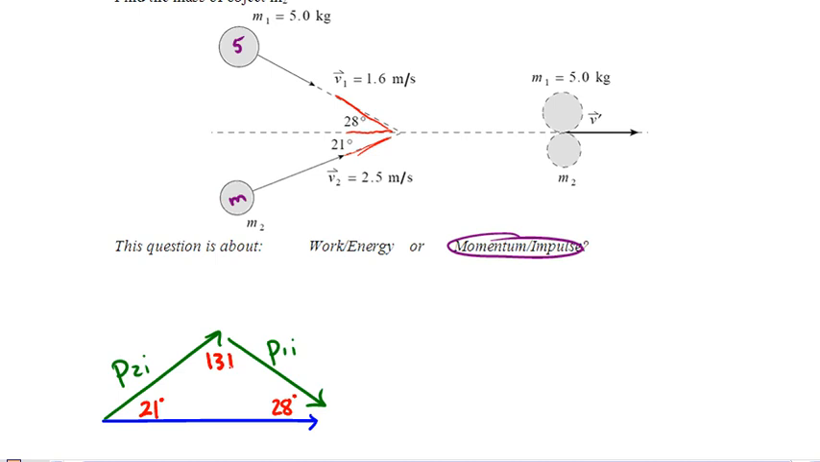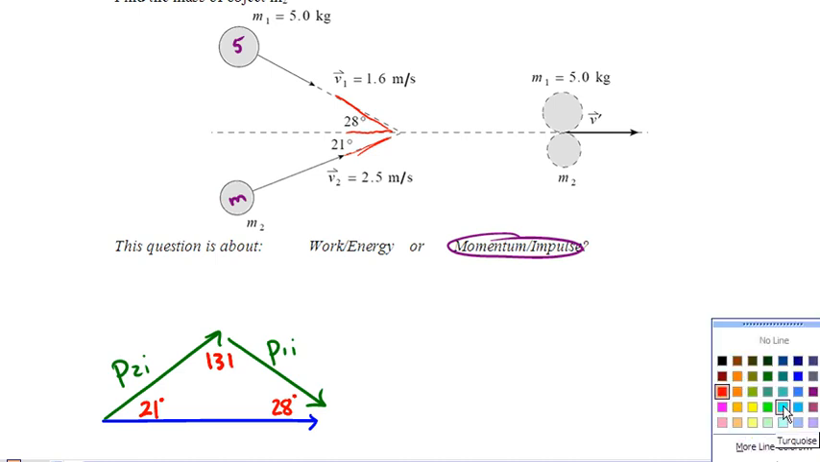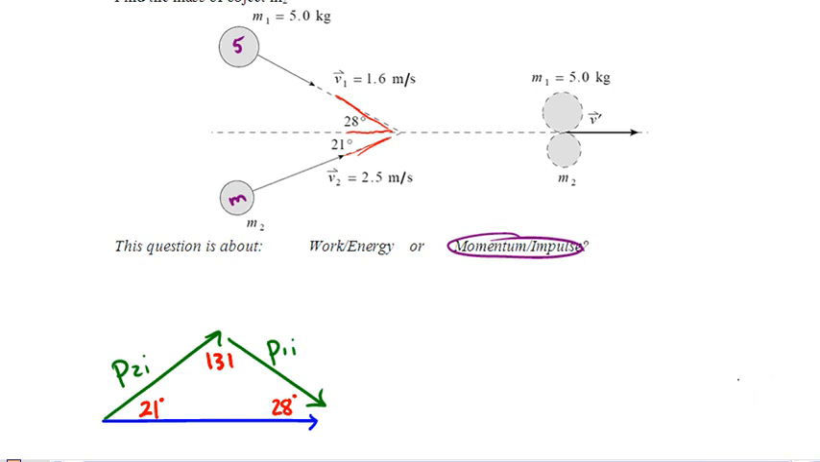This next issue is really important. It's not hard, but it's really important. When you go to conserve momentum, and you go to use one of these triangles to actually do that conservation for you, which is nice, you have to be working with p-values. So this original momentum for object number 1, it is not 1.6. It's actually 5 for the mass times 1.6. It's actually 8. You have to work with p-values.